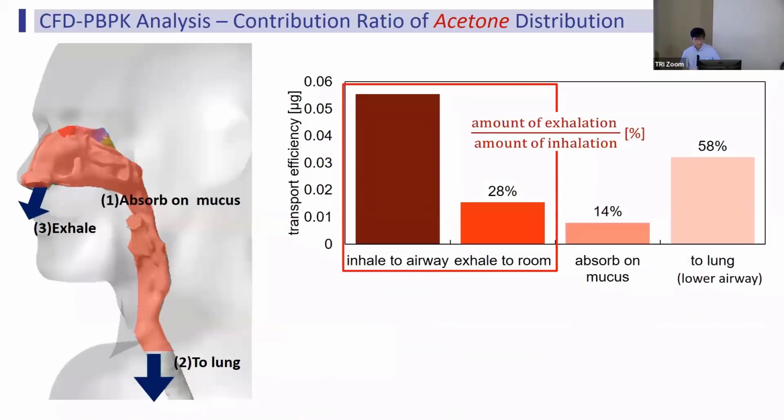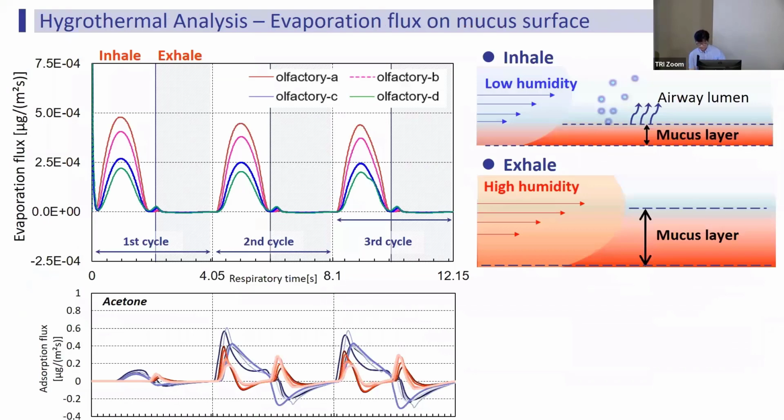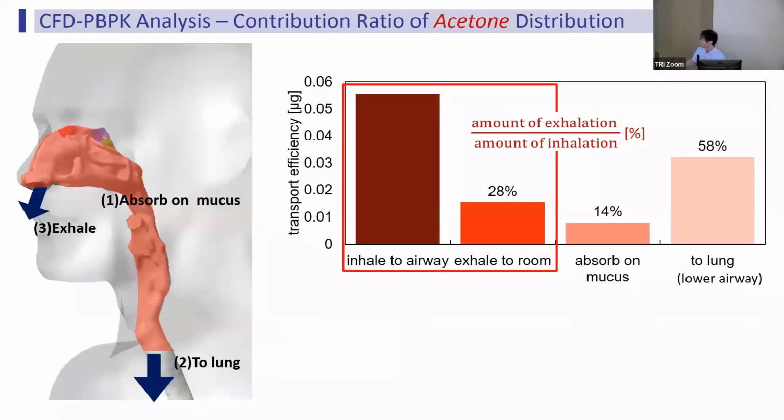Okay, this is the rough result of the contribution ratio of acetone distributions. And if we assume this means the 28% of inhaled acetone was exhaled via nose opening during one breathing, and 40% of acetone adsorbed on mucous surfaces, and 50% is transported to the lower part of the airway systems.